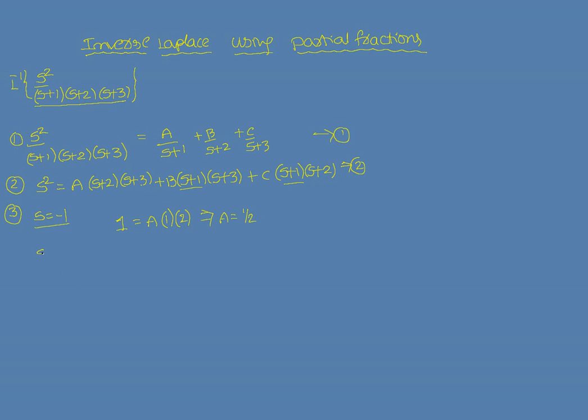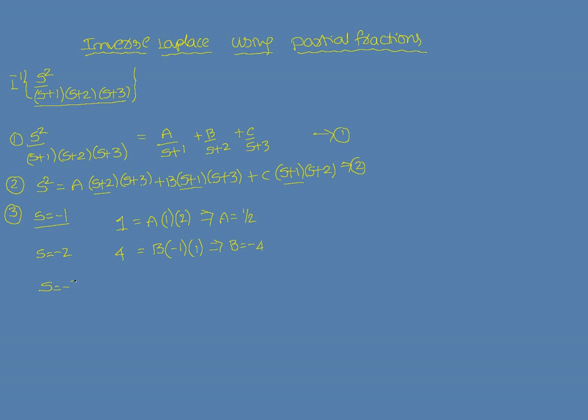Similarly, put s is equal to minus 2. So this term will vanish and the last term will vanish. Therefore you are left with the middle term. S is equal to minus 2 means s square means 4. So here b into minus 2 plus 1, which is minus 1, minus 2 plus 3, which is plus 1. That means b is equal to minus 4.